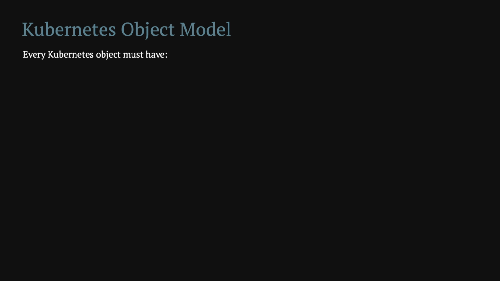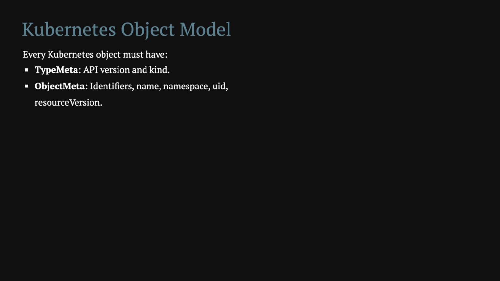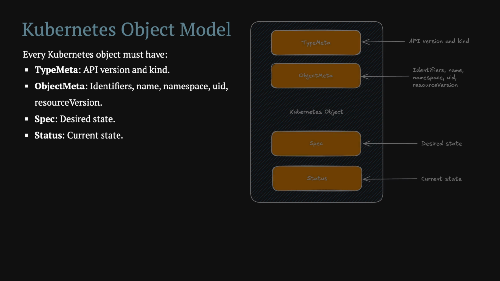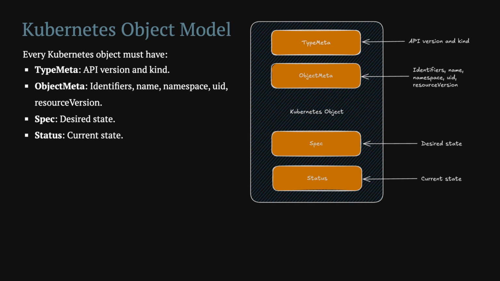Every Kubernetes object must have several key fields. The TypeMeta field defines the object's API version and kind. The ObjectMeta field contains identifiers such as name, namespace, UID, and resource version. It also includes timestamps for creation and deletion, as well as labels and annotations for organization and categorization. The spec field represents the desired state of the object, while the status field summarizes the current state of the object in the system. Here's a diagram of the Kubernetes object model.